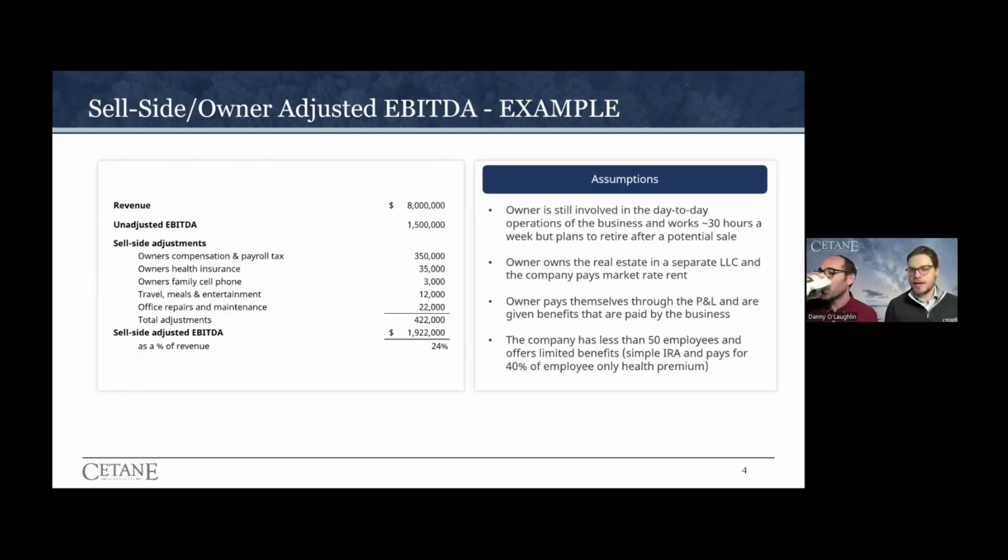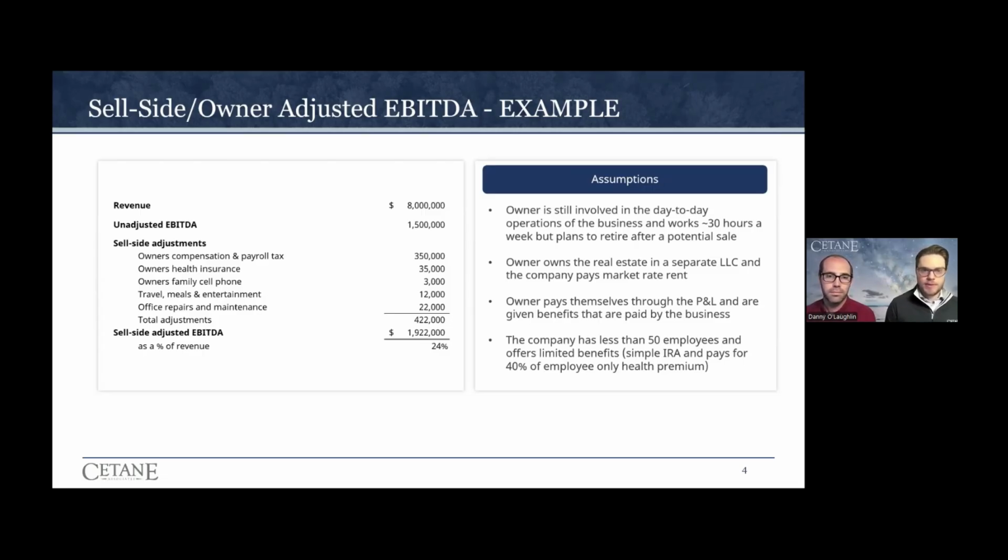I own the real estate in a separate LLC, and the company pays that LLC market rate rent. And I also pay myself a salary through the P&L and am given benefits that are paid by the business. And then the company has less than 50 employees and offers limited benefits, just a simple IRA, and then pays for 40% of the employee-only health premium. So that's the context and the assumptions around building this case for these adjustments.